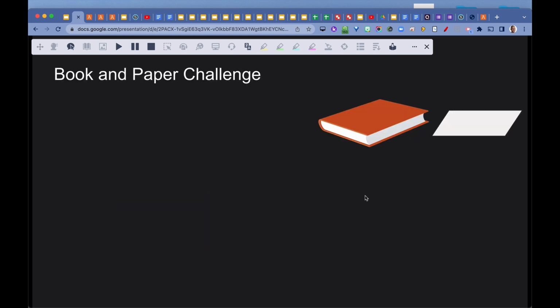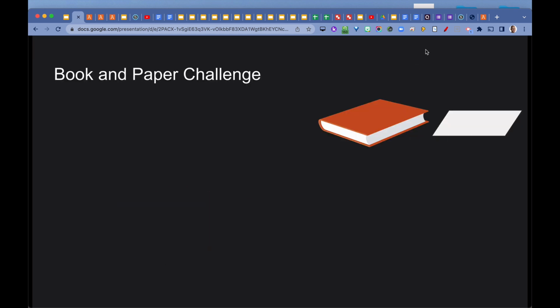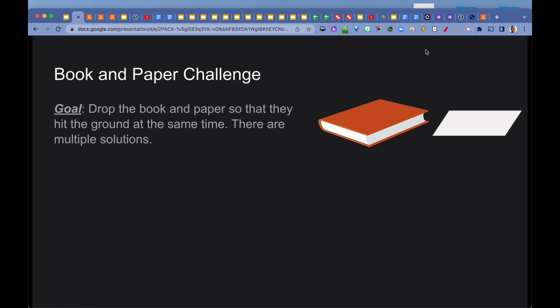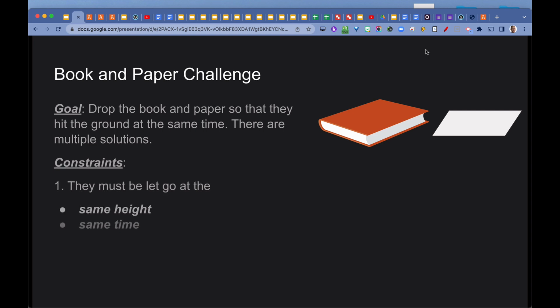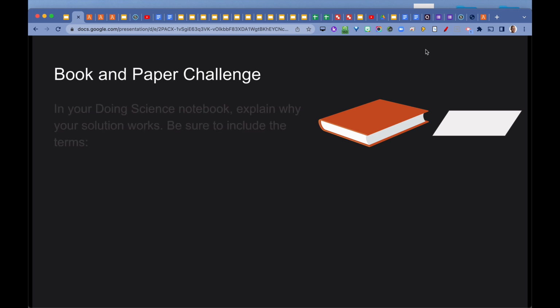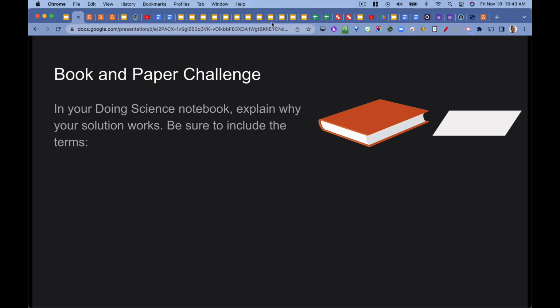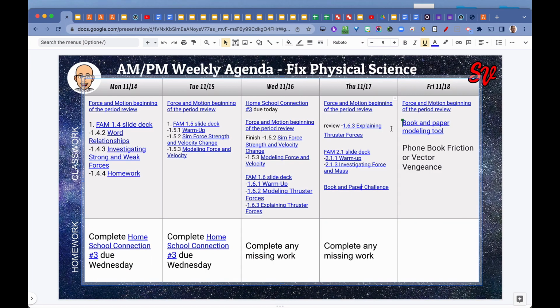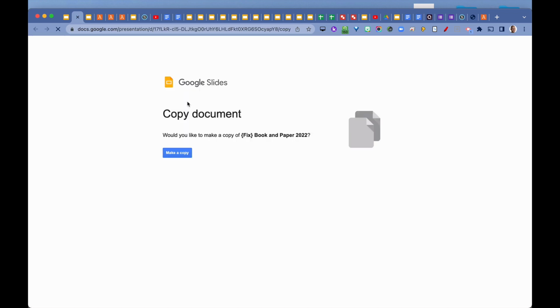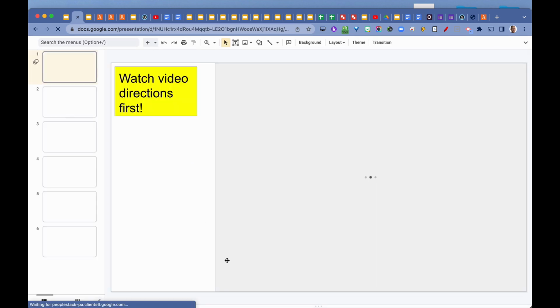With the book and paper challenge, they had to use a book and paper, and their challenge was to drop the book and paper so that they hit the ground at the same time. There are multiple solutions that achieve that goal. The constraints were that they must be let go at the same height, at the same time, and they must be dropped, not thrown, pushed, or tossed. Then they had to explain why their solution worked. We did that Thursday, and then on Friday, they used a modeling tool to explain in more detail how their solution worked.